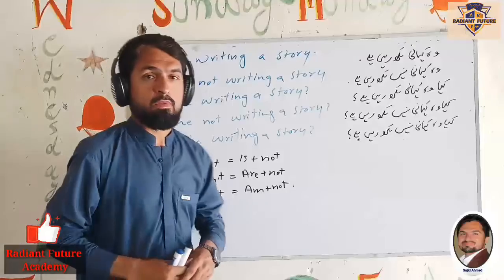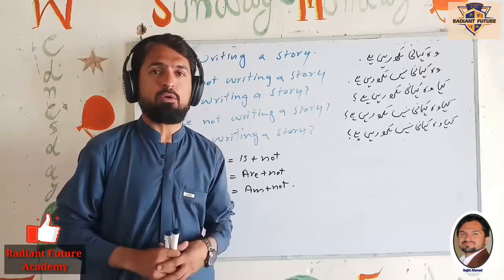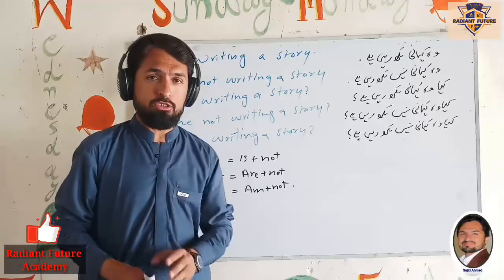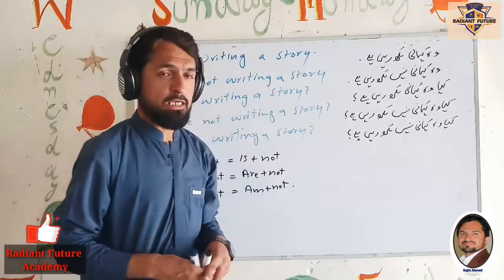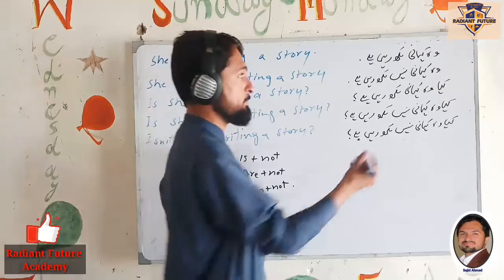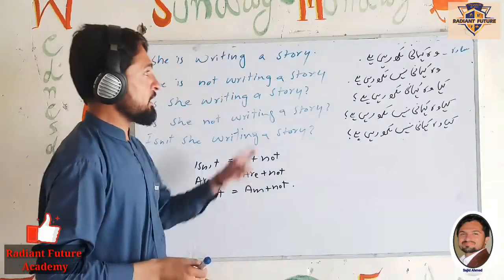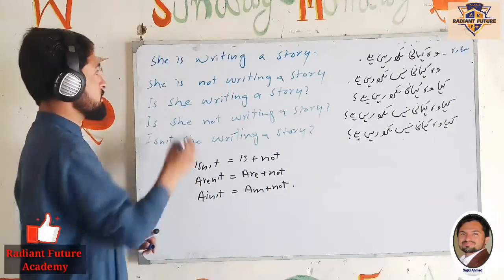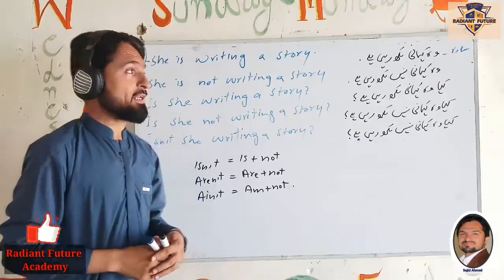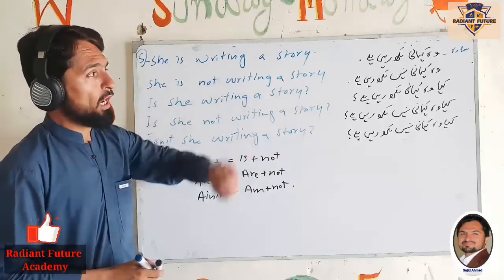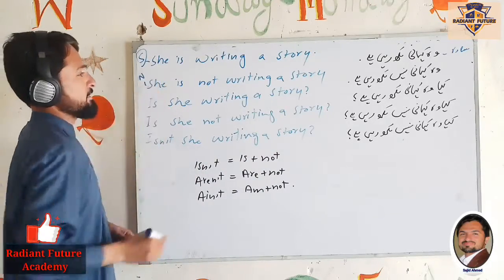Now we will learn how to write negative, interrogative, formal and informal sentences of present continuous tense or present progressive tense. The first sentence we have here is वो कहानी लिख रही है. In Urdu this is called a simple sentence, सादा जुमला. In English, she is writing a story. This is called a simple sentence. वो कहानी नहीं लिख रही है. She is not writing a story. This is called a negative sentence.